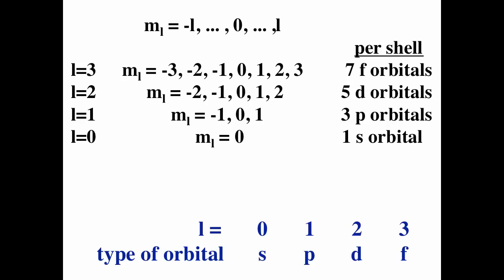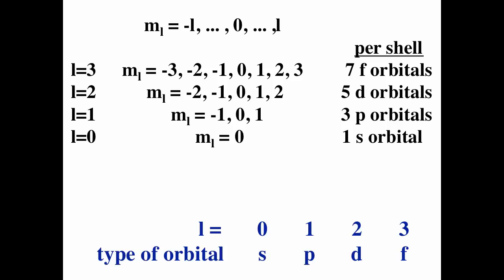Now, m sub L goes from minus L through 0 to plus L, and so when L is 0, when you have the s orbitals, m sub L has to be 0, and so there's only a single s orbital per s subshell. When L equals 1, m sub L can be minus 1, 0, plus 1, and so there are 3 p orbitals per p subshell. When L equals 2, m sub L can be minus 2, minus 1, 0, 1, and 2, and so that gives you 5 d orbitals per d subshell. And when L equals 3, m sub L can be minus 3, minus 2, minus 1, 0, 1, 2, and 3, and so there are 7 f orbitals per f subshell.